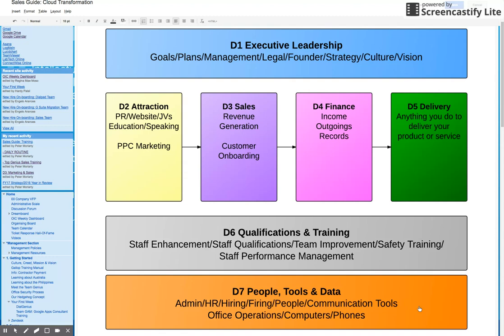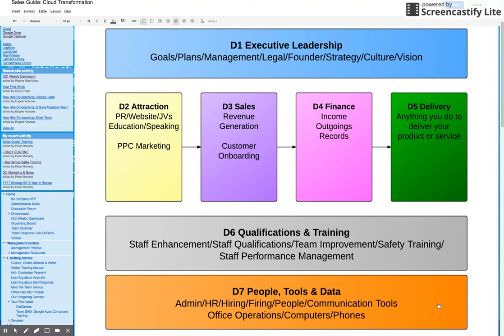Now, importantly, this area of the business is down the bottom because this is foundational to any business, having the right people with the right attitude. But also this area covers giving those people the right tools. So you'll notice here that we have office operations, computers, phones, communication tools, any tools that your team needs to actually get their work done. That falls under this area of the business.